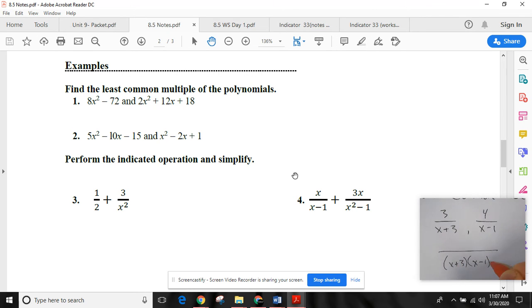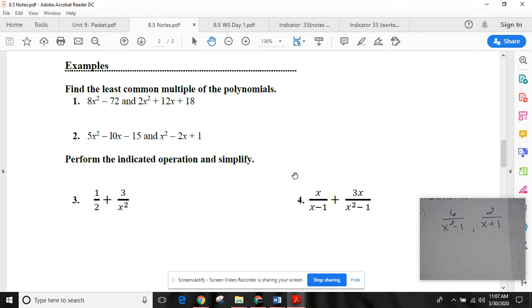Then again, we could go through the same process if we wanted to. To go from x plus 3 to this new denominator, I took it times x minus 1. And to go from x minus 1 to my new denominator, I took this times x plus 3. And then I could get two new numerators. Again, we're not doing that this week.